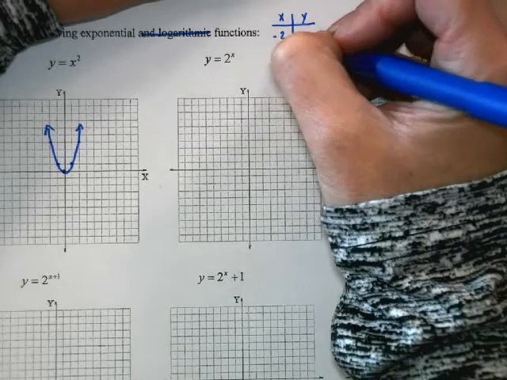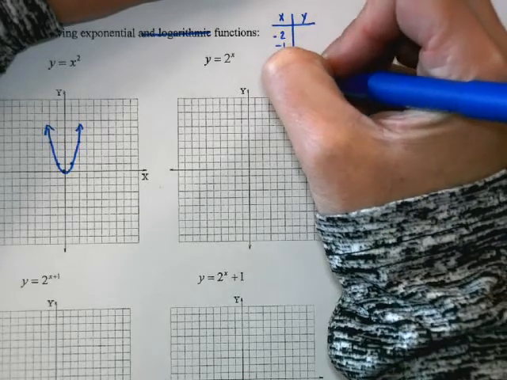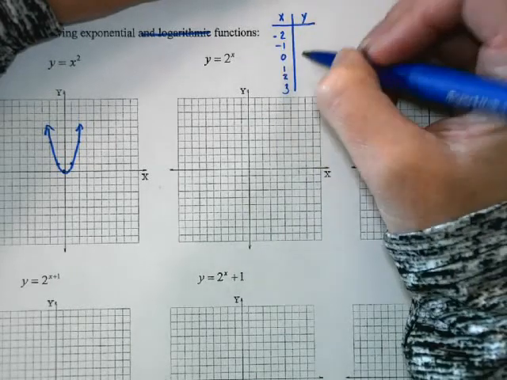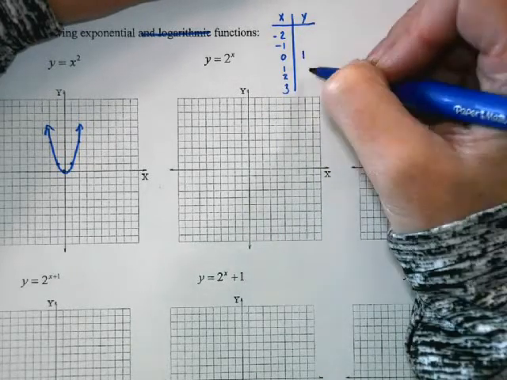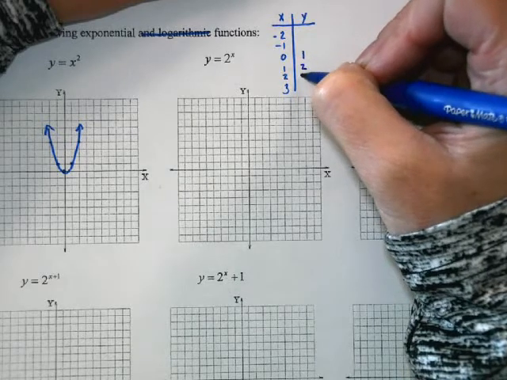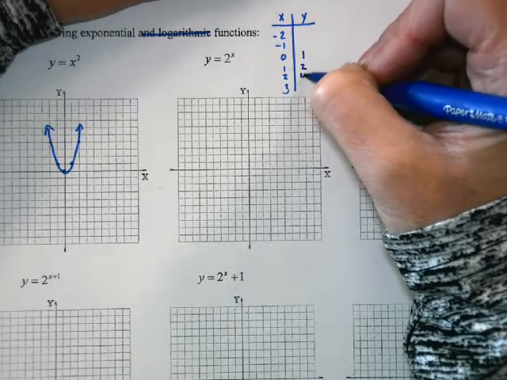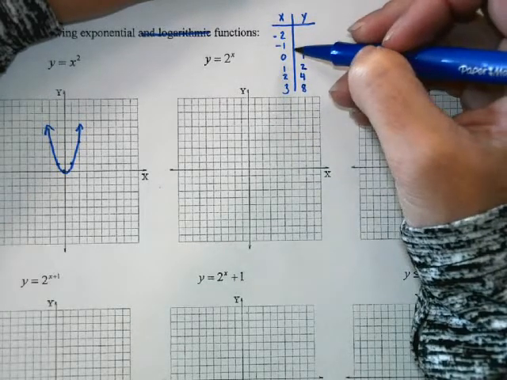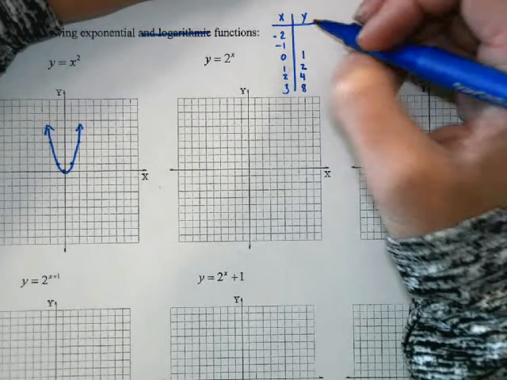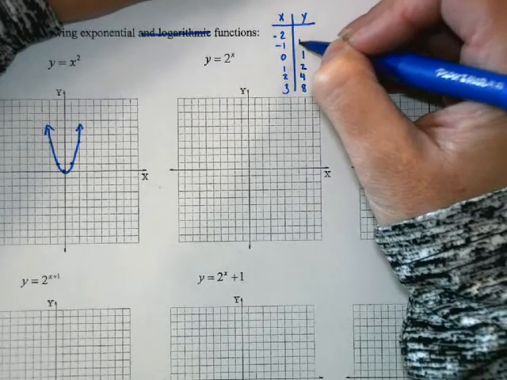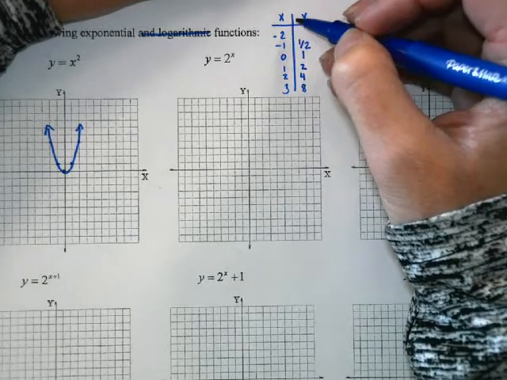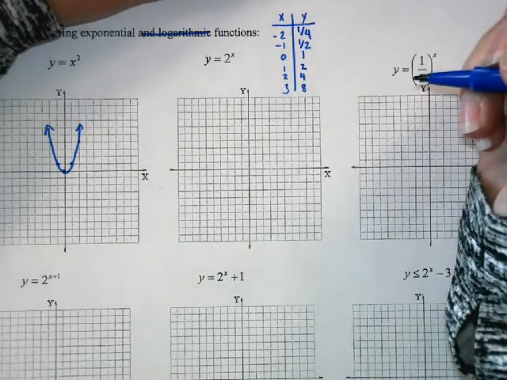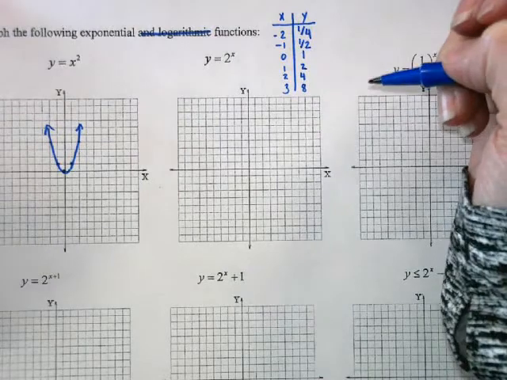So I'm going to go from -2 to 3. We'll start with the positive ones. So 2 to the 0, anything to the 0 is 1. 2 to the 1 is 2. 2 squared is 4. 2 cubed is going to be 8. 2 to the -1 is going to be 1 over 2 to the 1, which is 1/2. 2 to the -2 is going to be 1 over 2 squared, or 1/4.